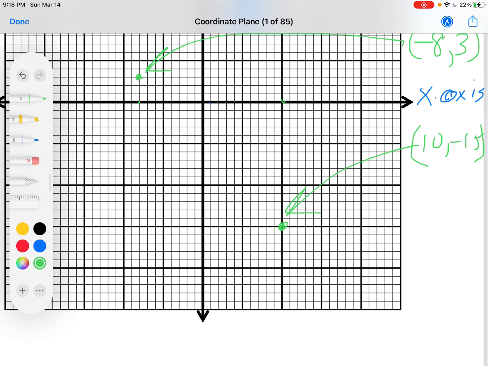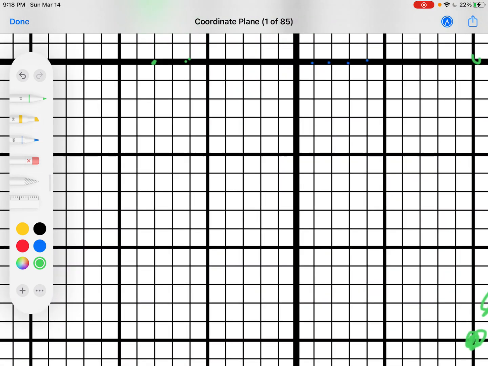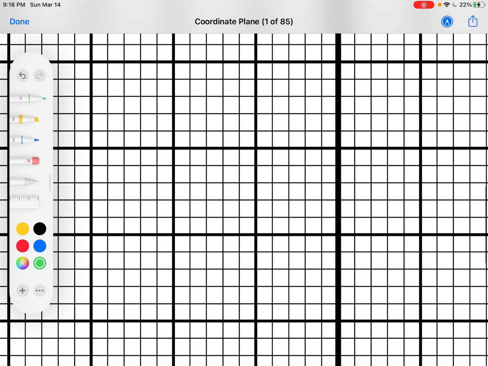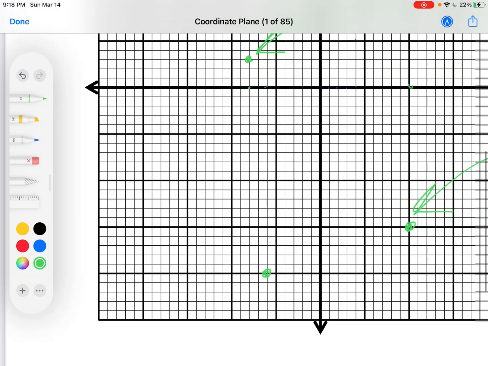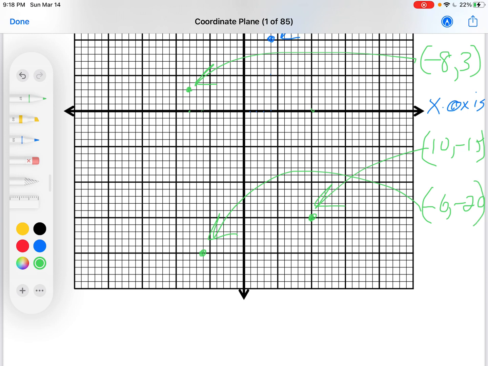Let's say that both the numbers are negative. So let's say it was negative 6, negative 20. So negative 6 means we go 6 to the left, and negative 20 means we go down 20 from there. 5, 10, 15, 20. And that point right there has the coordinates negative 6, negative 20, because it goes 6 to the left and 20 down.